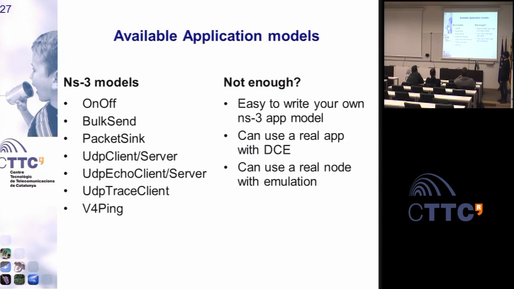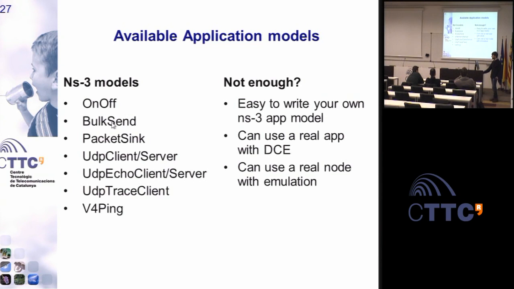And about the possible applications, well, there are not so many. If you just have a look at the list, maybe you can think it's a bit short. But the fact is that there are some models which are very generic. For example, the on-off model has a lot of configuration parameters which allow you to have different traffic patterns. For example, you can configure it to send traffic which looks like voice over IP traffic or video traffic and so on, just by using different configurations.